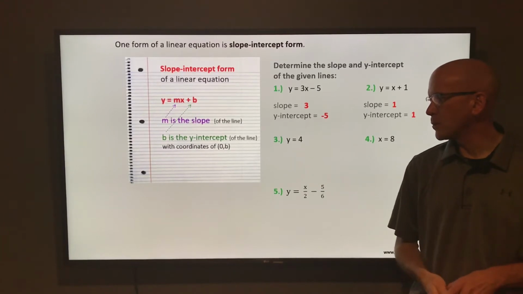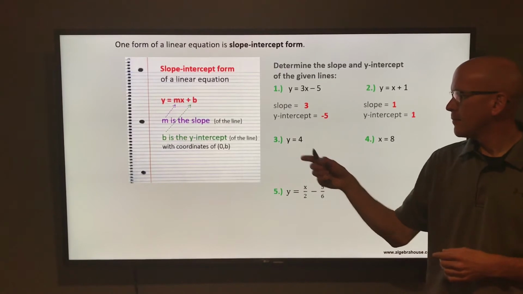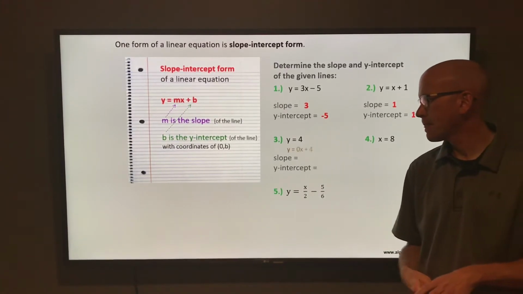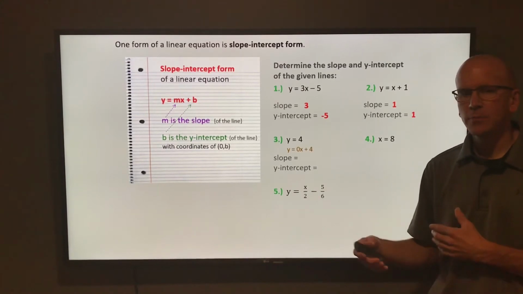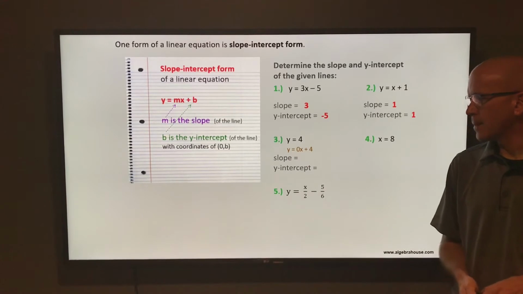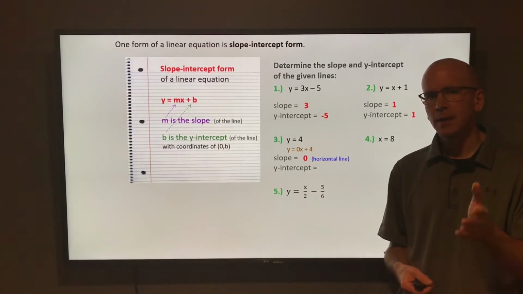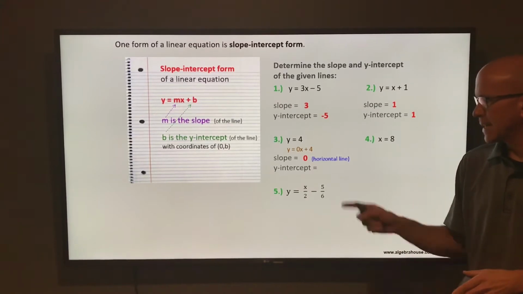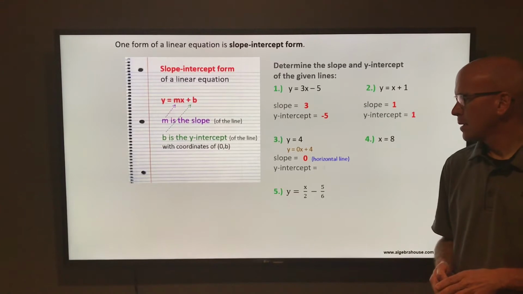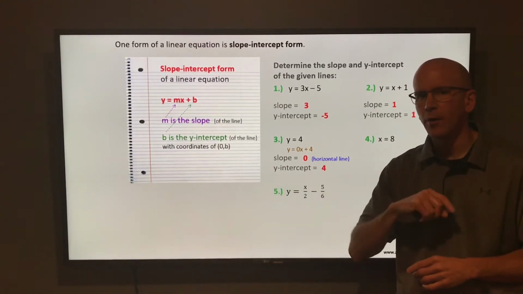Number 3, y equals 4. There is not even an x there. For y equals 4, you could think of that as y equals 0x plus 4. So you could put an x there. If you put a 0x in, it doesn't make any difference. But you can see the slope now. The slope is 0. Remember, what type of line has a slope that's 0? A horizontal line. So that's a horizontal line, and it's hitting the y-axis at 4. In other words, the y-intercept is 4. This is a horizontal line going through 4 on the y-axis.